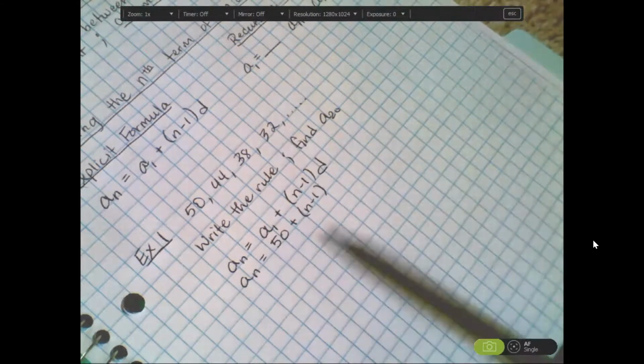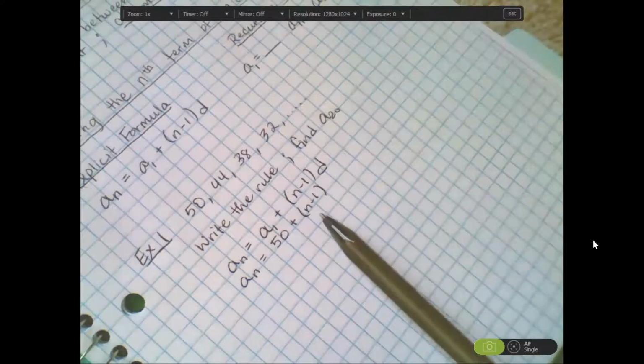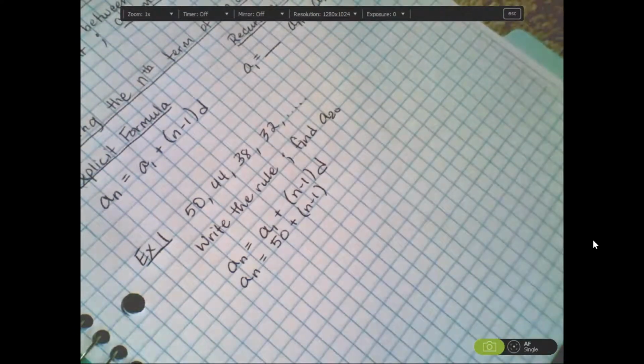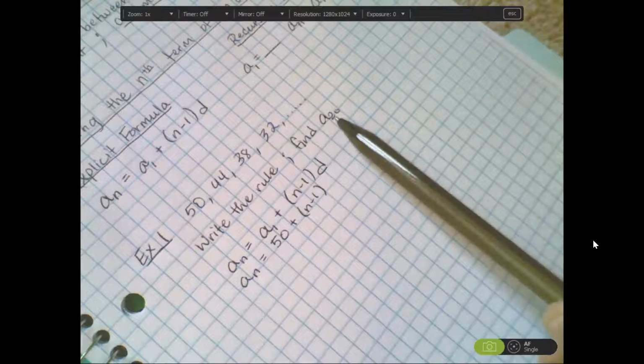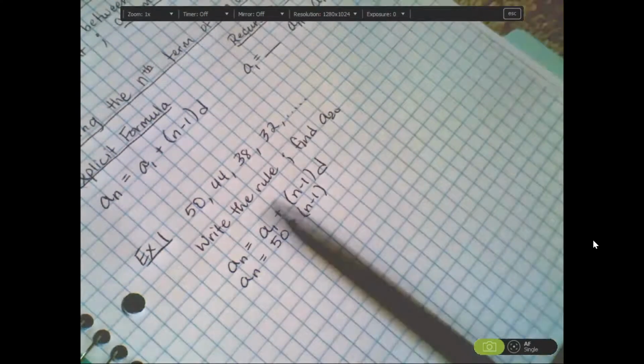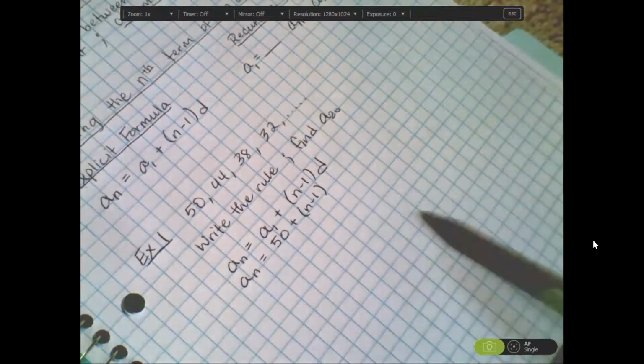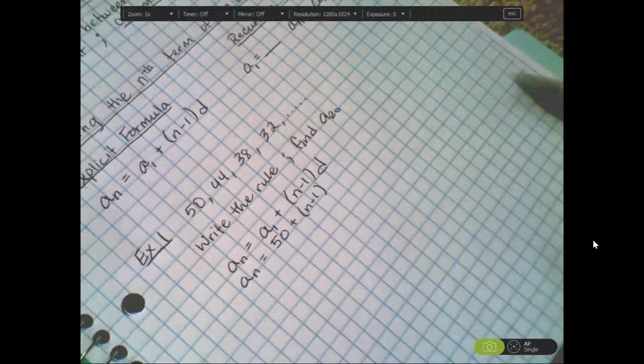So a lot of times people get confused and they really want to put something in there for the n value. You're only really going to do that when you're finding a specific thing, like we're going to do when we get to this part and we're finding this term. But if you're just writing the rule, you're just writing a generic formula. So we're going to just leave n alone for right now. It's just going to stay as n.